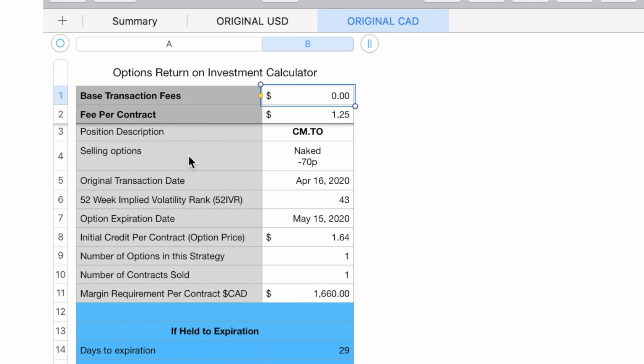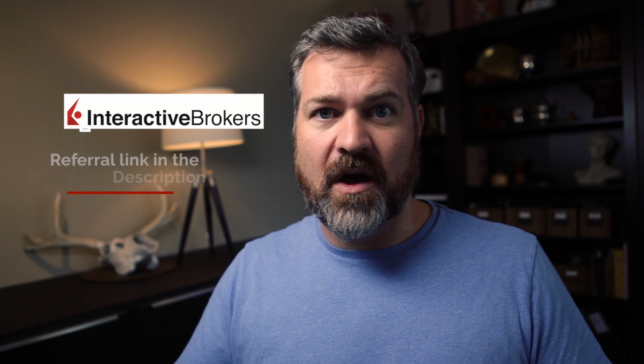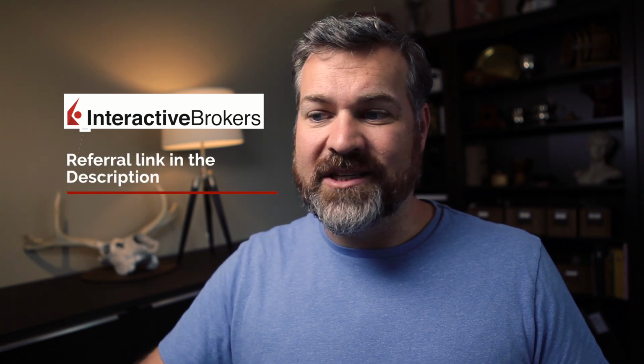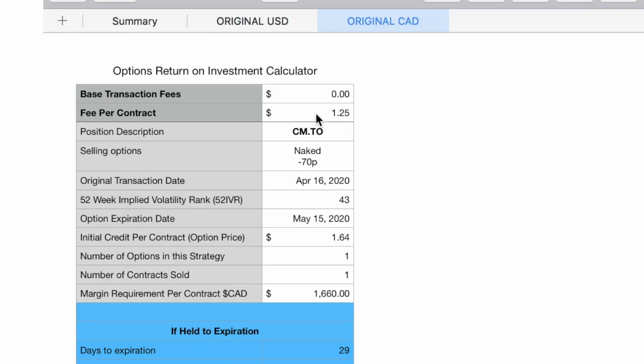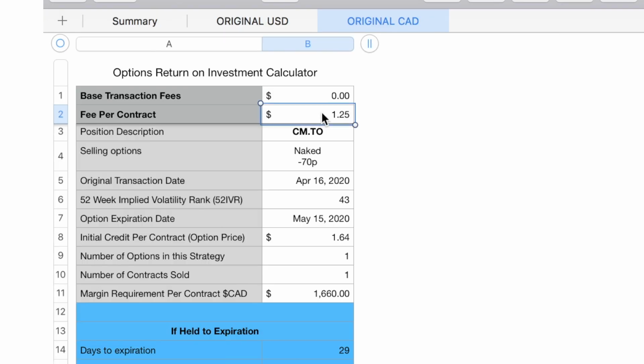So the first thing we have is the base transaction fees. Now, as Canadians, a lot of people pay $9.95. I don't. I use Interactive Brokers because it's a super low cost brokerage. Then I would put in the information of how much fee per contract I would pay.